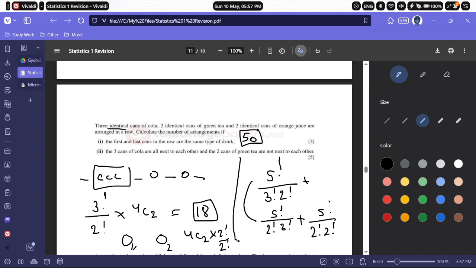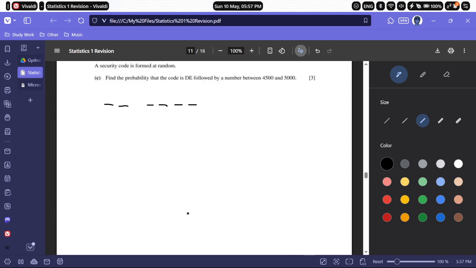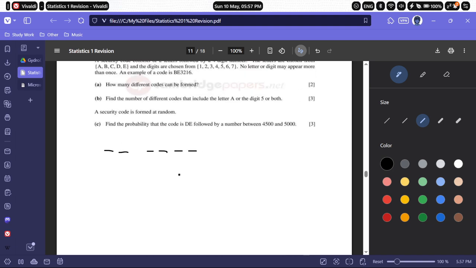Three colas together and two green teas together. Yes, you can consider all the total cases and subtract from that the cases where the three colas are together and the two green teas are together. A lot of tea.